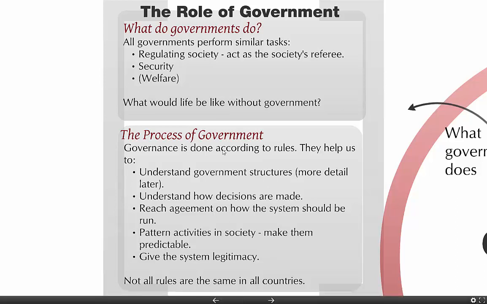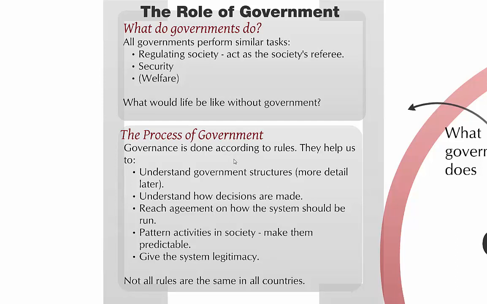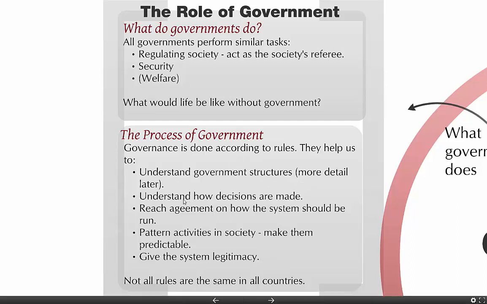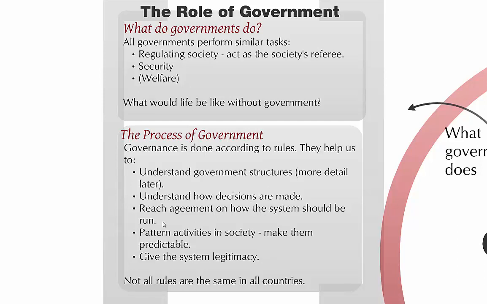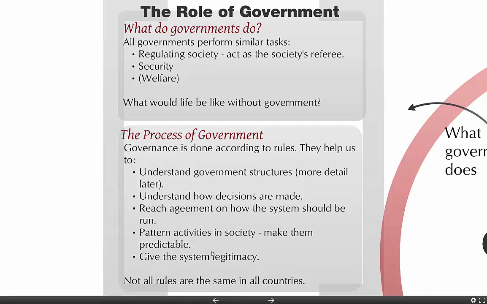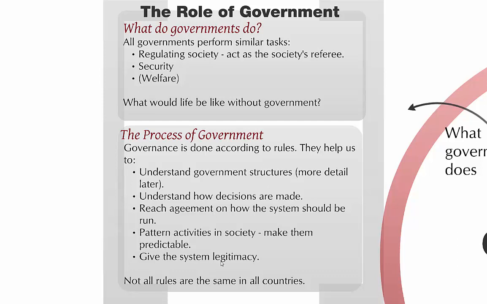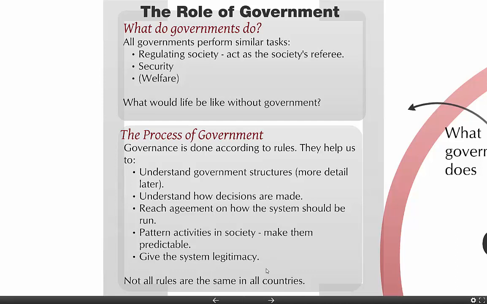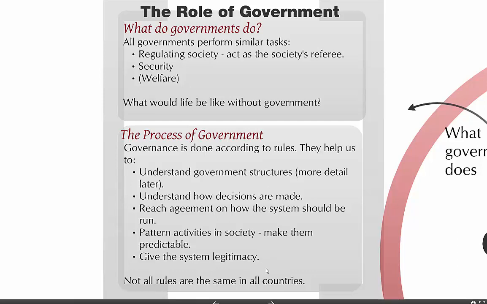The process of government is basically done according to rules. These rules help us understand government structures. They help us understand how decisions are being made. They help us to agree on how the system should be run. And they make these systems predictable, and they give the system legitimacy. Now, rules will vary by country. So each country is unique in its own set of rules.